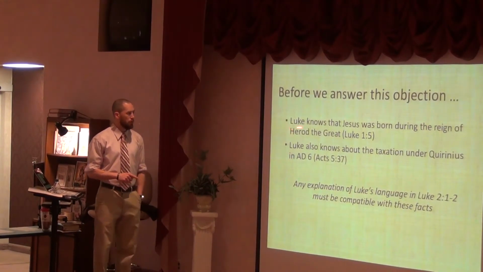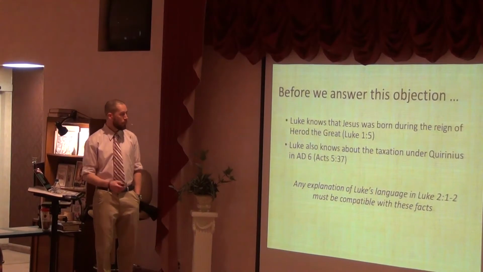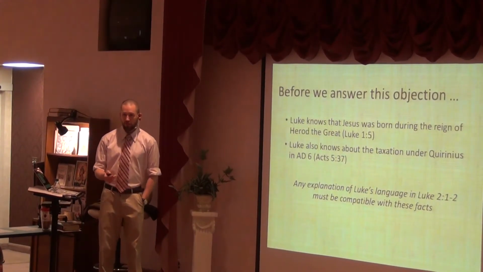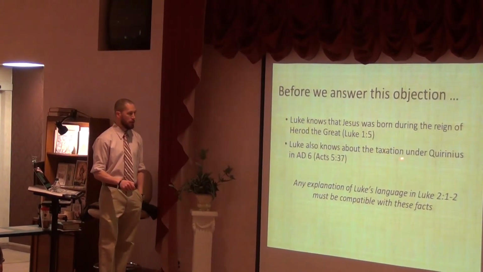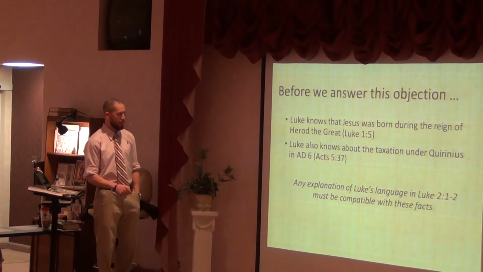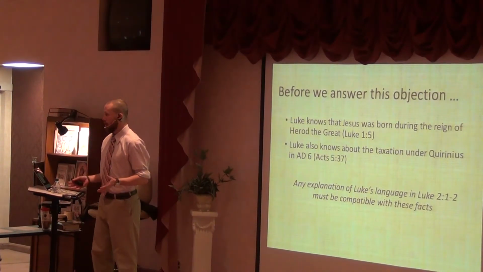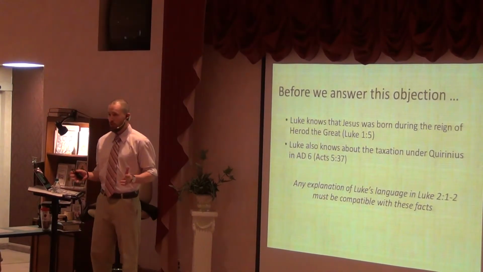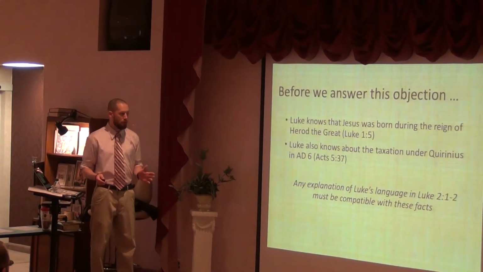So before we answer, Luke knows that Jesus was born during the reign of Herod the Great. He tells us that in Luke chapter 1. Okay, so he knows that this is like 4, 5, 6 BC, somewhere around there. Luke knows that. Luke also knows about the taxation under Quirinius in 6 AD. He mentions it in Acts 5:37 again. So it's not like Luke is ignorant of these historical details. He's familiar that these two episodes happened. So I don't think it's likely that he made a blunder about it.